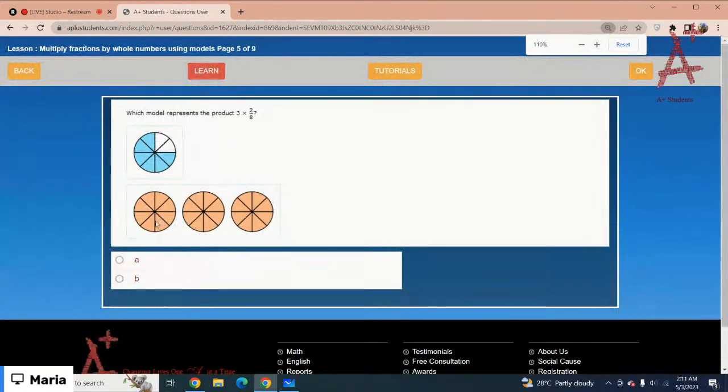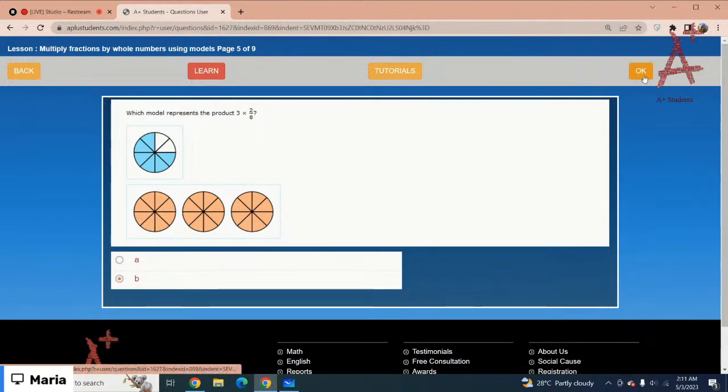Again, here is a mistake. You can see the second option is the correct one. You have three shapes. All three shapes have eight portions, but the mistake is all the eight portions are colored. Got it? So option B is the correct one, but here the mistake is that all the portions are colored. Got it, everyone?